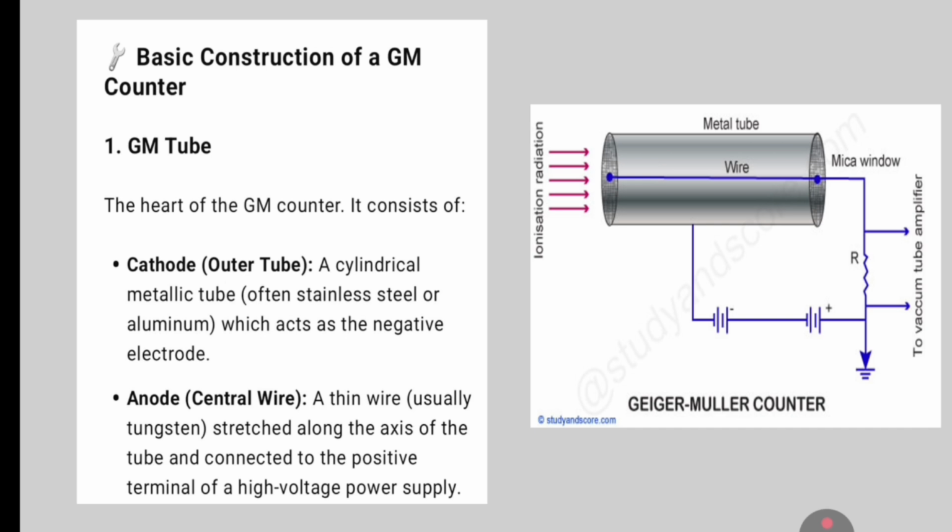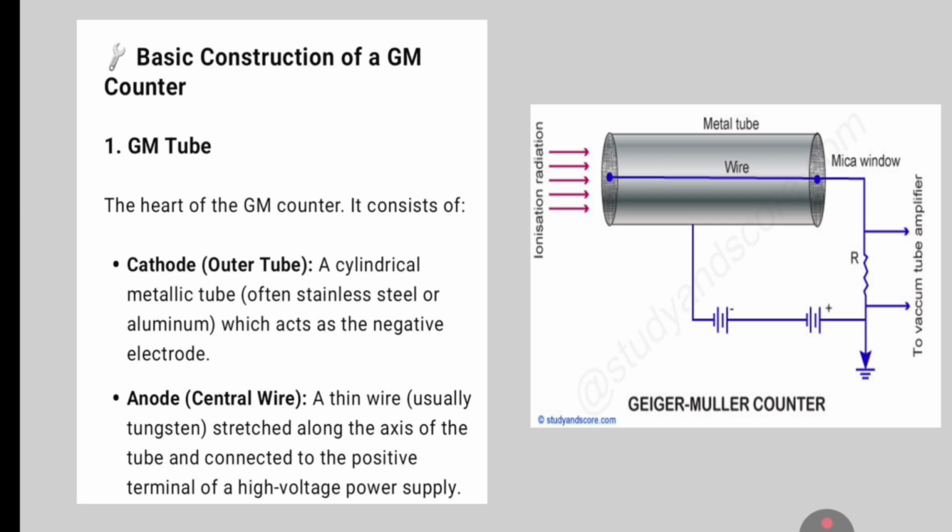So the basic construction of a GM counter is like this: a tube with two sources connected, and at one side, where the tube starts, the radiation enters, and it ends with a mica window present at the end of the tube. So first is the GM tube. The heart of a GM counter consists of a cathode, the outer tube, which acts as the cathode, and the anode, a central wire which goes through the axis of the tube.